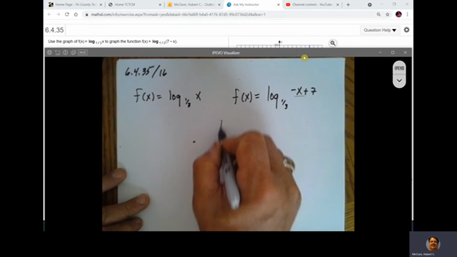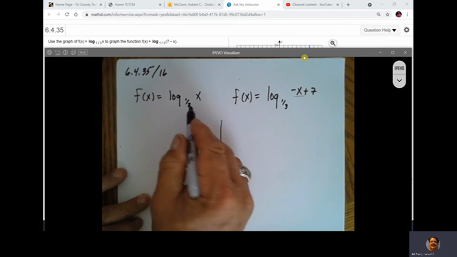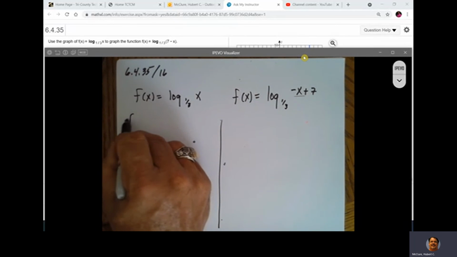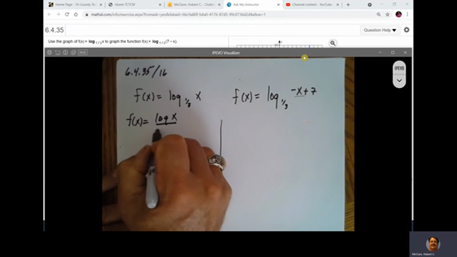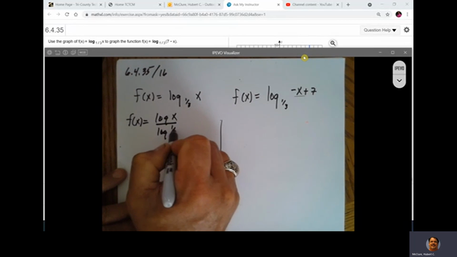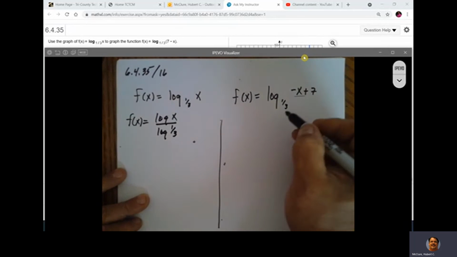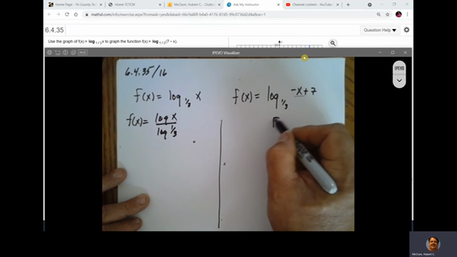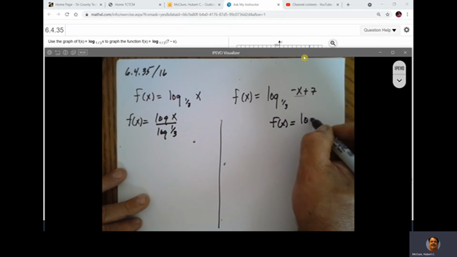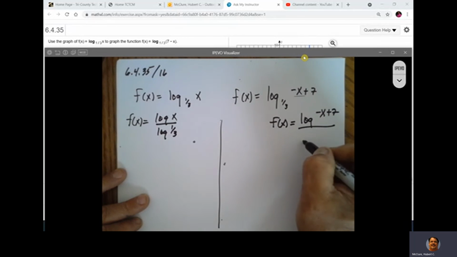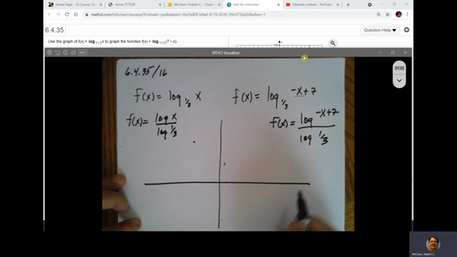All right, so you got to do change base formula. Change base formula says f of x is equal to log of x over log of 1/3. Put that in the calculator. And then over here, f of x is equal to log of negative x plus 7 over the log of 1/3. And put those two in your graphing calculator.